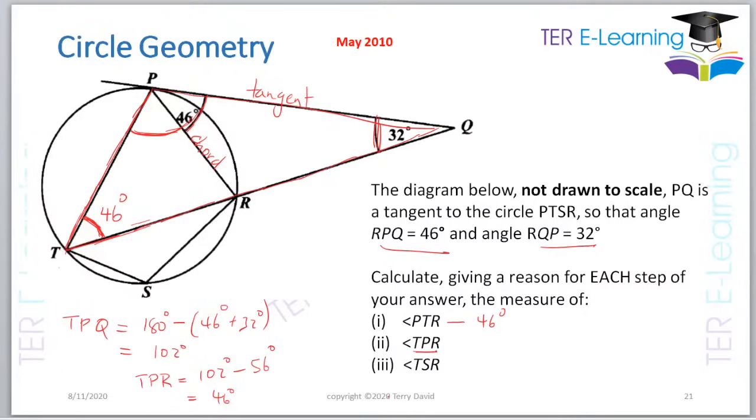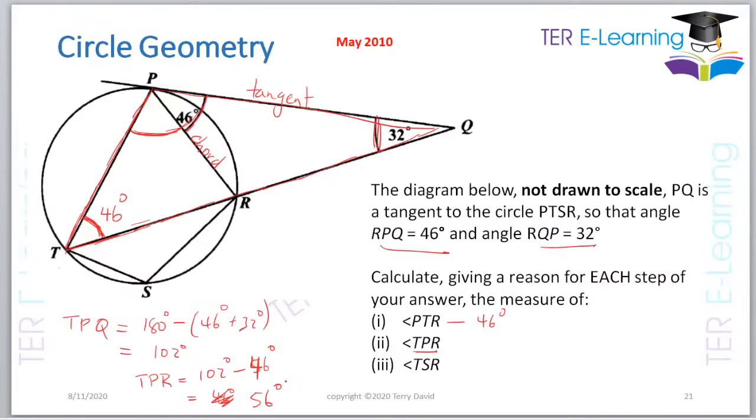Hold on a second. I may have made a mistake there. Give me a sec. 180, so that's 46 and 32. Oh, okay. That's all. I made a mistake. This is 46. Yeah, 102 minus 46, right? And 102 minus 46 will give me 56 degrees. Sorry about that. So this is 56 here. So the answer is 56.